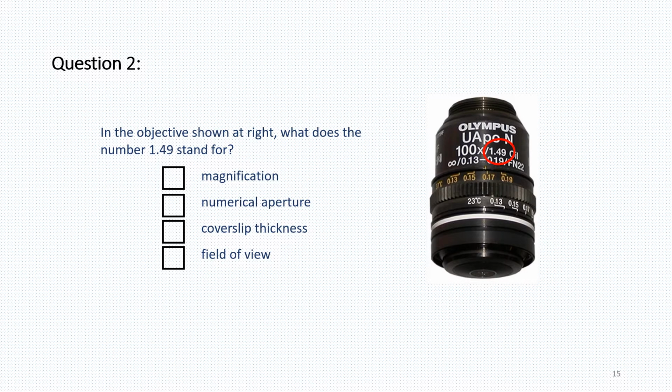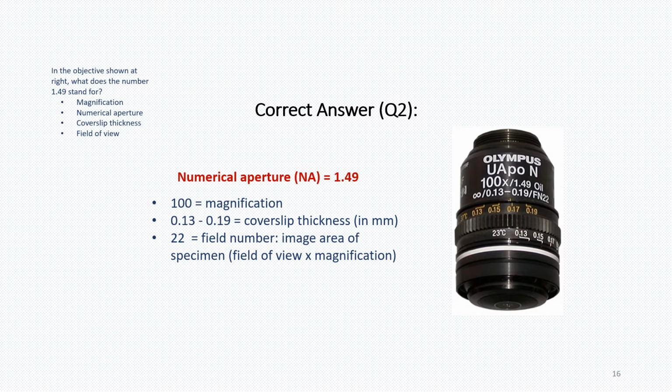Let's try another question. In the objective shown, what does the number 1.49 stand for? Magnification, numerical aperture, cover slip thickness, or field of view? 1.49 is the numerical aperture of the objective. 100 is the magnification. 0.13 to 0.19 is the range of cover slip thicknesses that are suitable for the objective. 22 is called the field number, which defines the image area of the specimen.